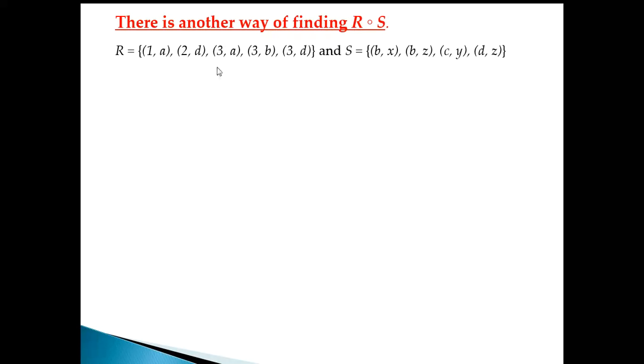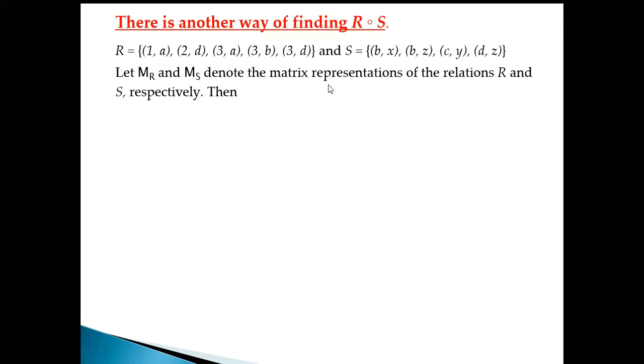So here we have the same example, with relation R and relation S given. First we make the matrices of relation R and relation S: the matrix MR for relation R and MS for relation S, right? So first we have to form the matrix MR. How can we form MR? In the earlier lecture we studied that from the relation's ordered pairs we can form the matrix.